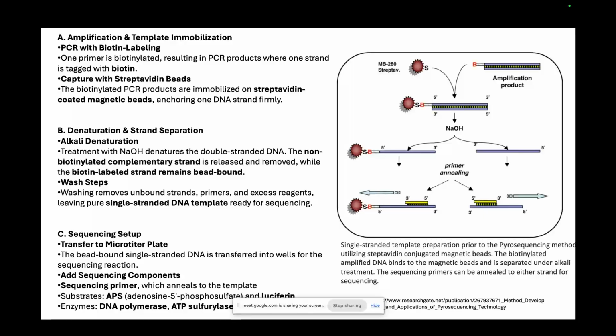So you have the stretch of DNA, you add biotin to one of the primers, and then you do PCR. Once you amplify the DNA, across every DNA strand there will be one strand containing the biotin labeling. The important part is why you have this biotin labeling: it is to capture the biotinylated PCR products on streptavidin-coated magnetic beads, anchoring one DNA strand firmly.